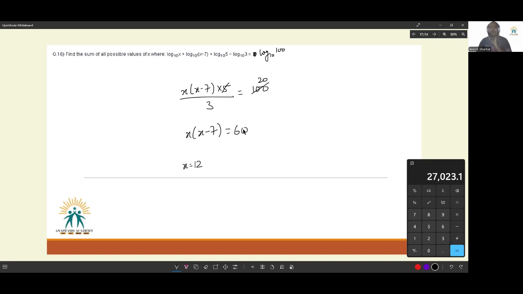Two numbers that differ by 7 and have their product as 60: it will be 12 or minus 5. But minus 5 is not acceptable because then log x to the base 10 will not be defined. So the only possible value of x is 12. So the sum of all possible values of x is also 12.